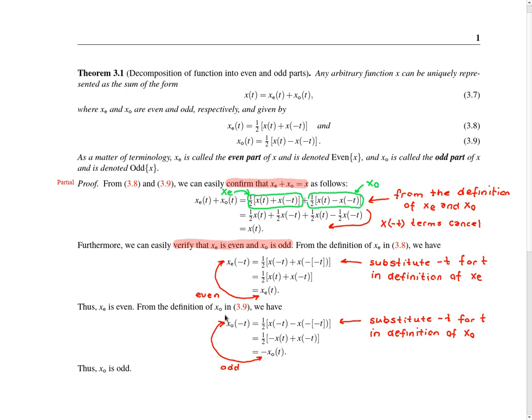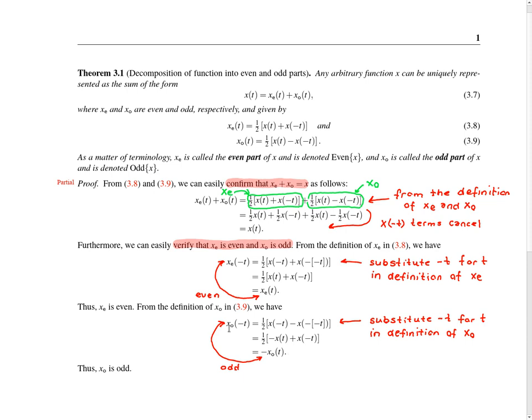To show that xo is odd, the way we go about this is we start out with our formula for xo, and then we're going to substitute minus t for t in this formula. So this gives us this first line here. And then all we're going to do is simplify the right-hand side and rearrange it a little bit to get to this next line, just using straightforward algebra. And now we can observe that this quantity here on the right-hand side is the negative of xo of t. In other words, it's the negative of this quantity here. So we can replace it by minus xo.